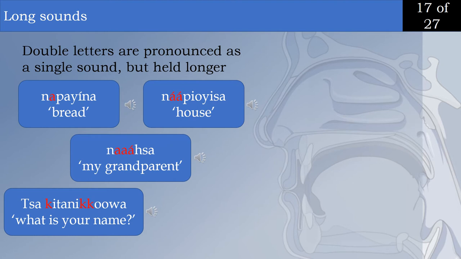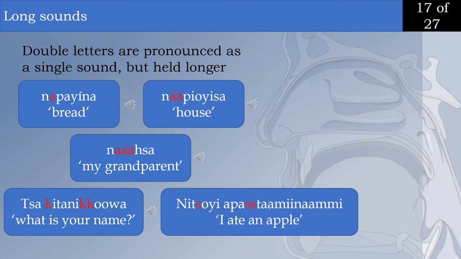You can also have a long S in Blackfoot, so you can compare the single S in the first word to the double S in the second word. And the difference is just holding the S a little bit longer.